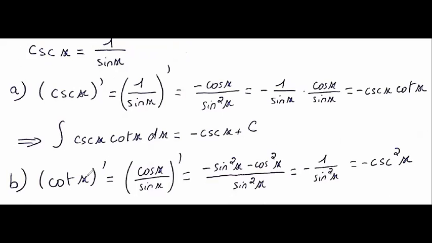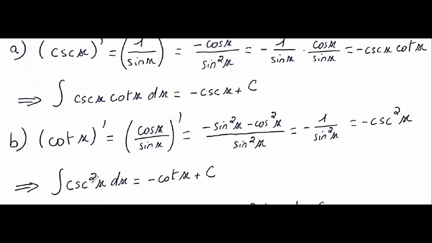Now the derivative of cotangent would be cosine over sine prime, which would be u prime v, so minus sine squared, minus v prime u, minus cosine squared, over sine squared, which is minus 1 over sine squared, which is minus cosecant squared. So the derivative of cotangent is minus cosecant squared. And in turn, the integral of cosecant squared would be minus cotangent x plus a constant c.